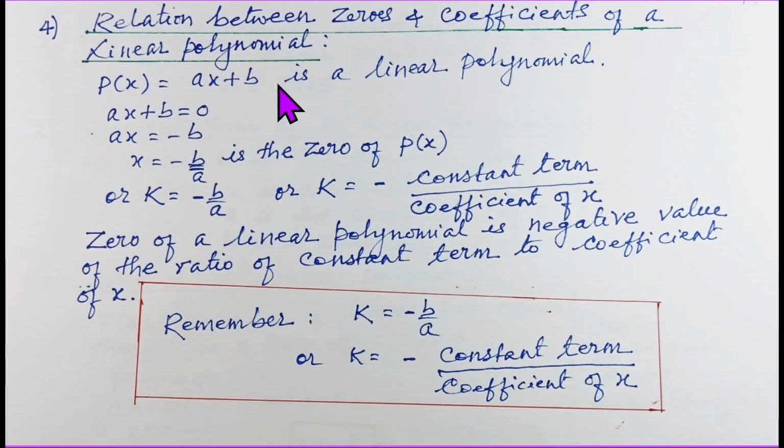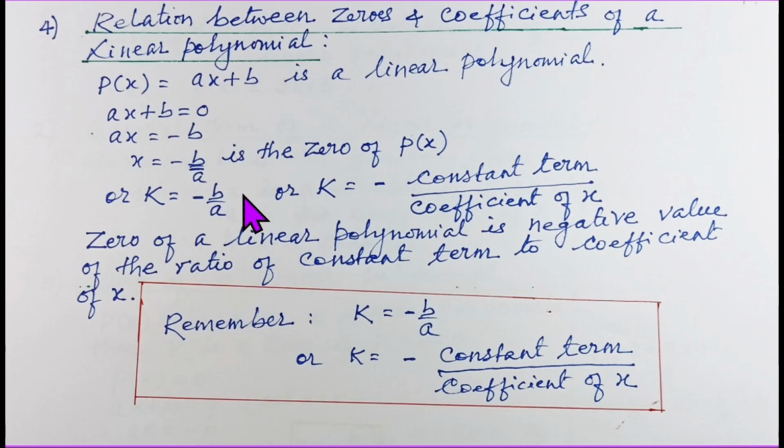Let us understand this. Now we are given a general linear polynomial, that is p(x) is equal to ax plus b. That means ax plus b equal to 0. Please understand here, ax plus b equal to 0, because we want to find the zero of this. Therefore I have to remember one thing: to find the zero of this I have to equate this to 0, because the value of this has to be 0. So ax plus b equal to 0, ax is equal to minus b, x is equal to minus b by a is the zero of the given polynomial, or k is equal to minus b by a is the zero of the polynomial.